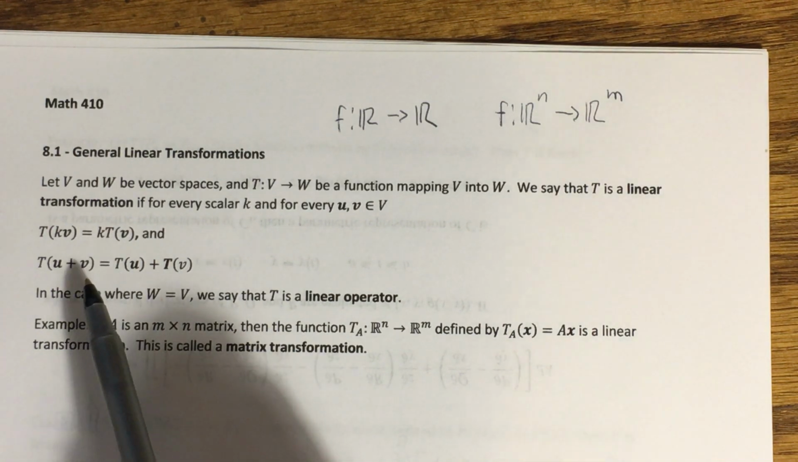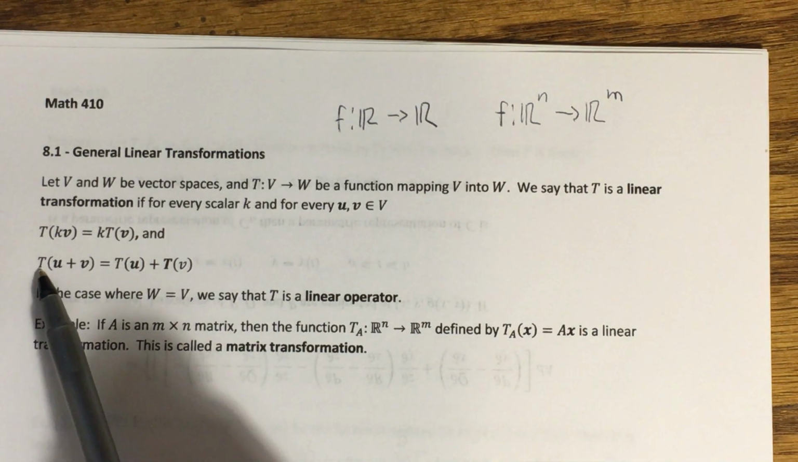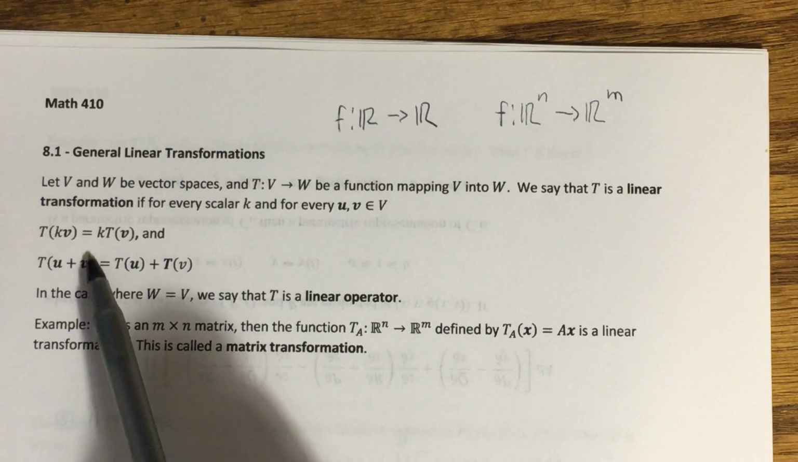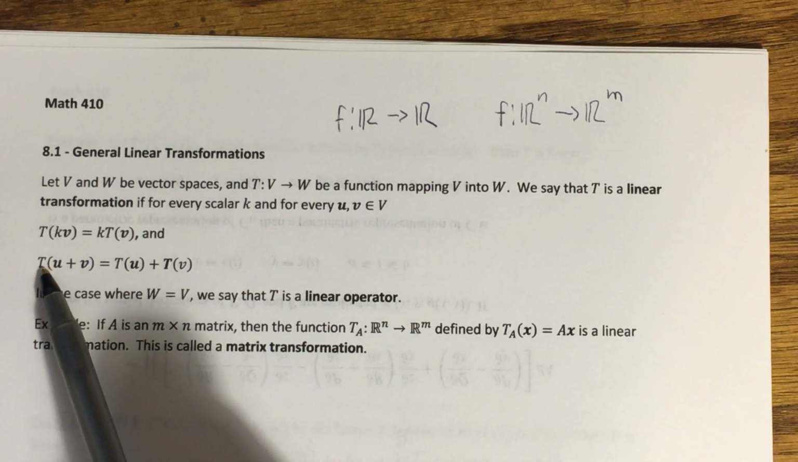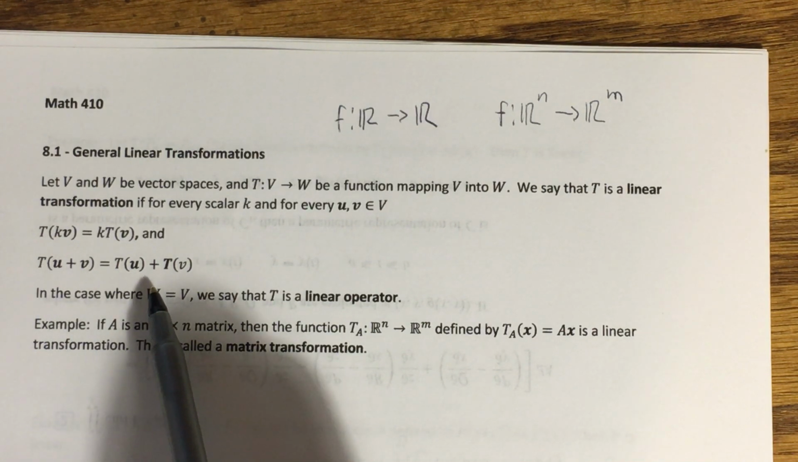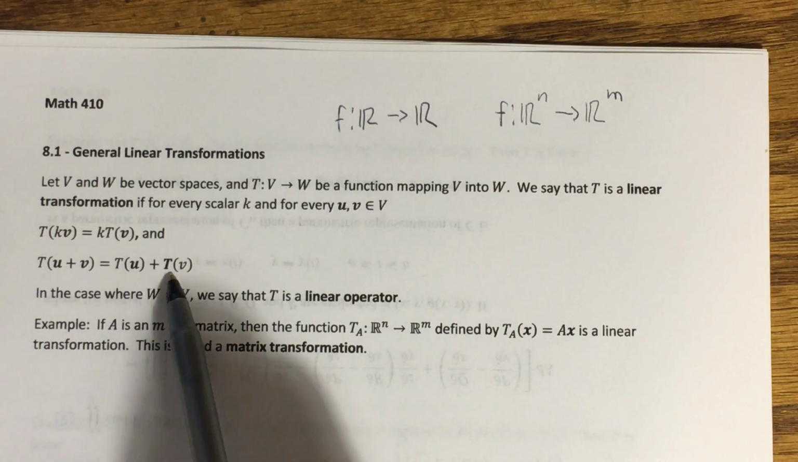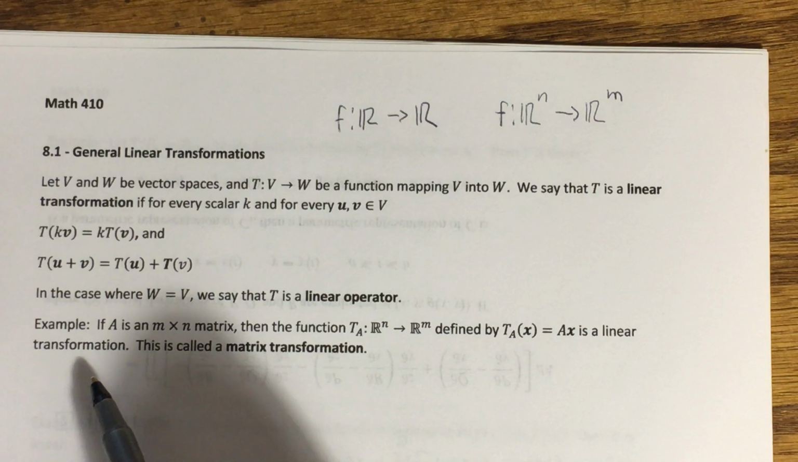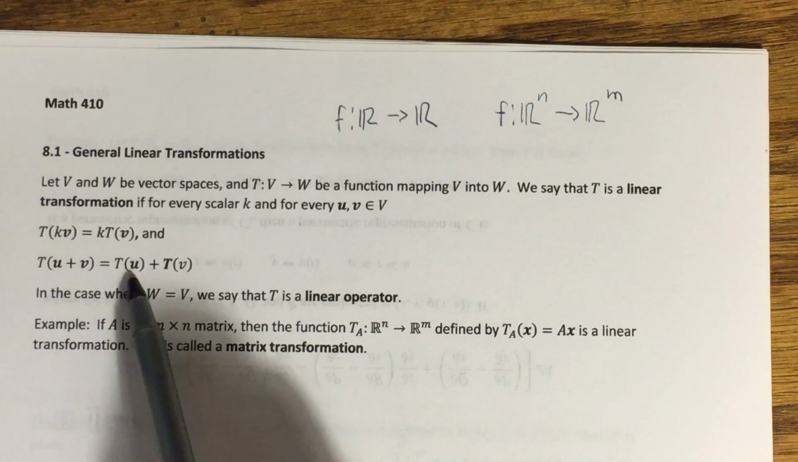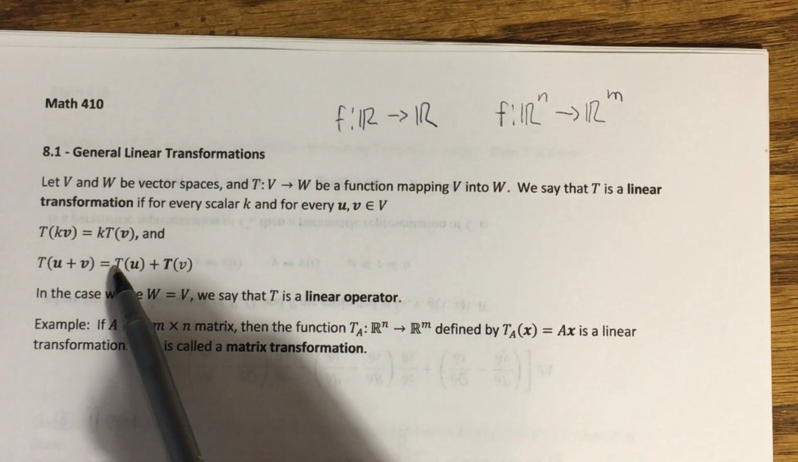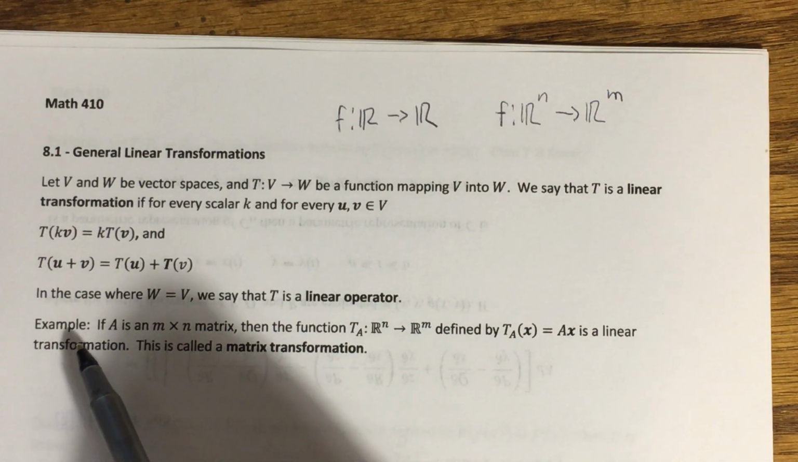What this means is that your function T, if I were to take two vectors in the domain V and add them, and then plug that into my function, the result is the same as if I had plugged each of these vectors independently into that function T and then added the results. That's what this additivity property means. Functions that satisfy both of these properties are called linear transformations.